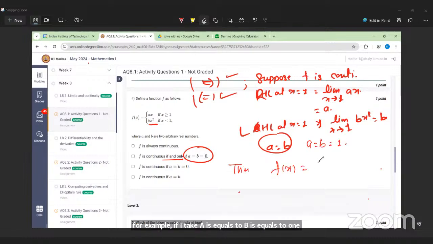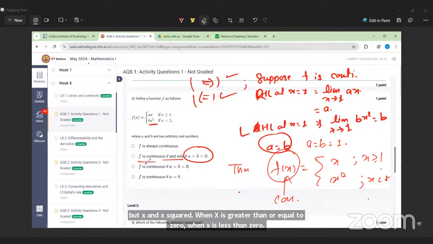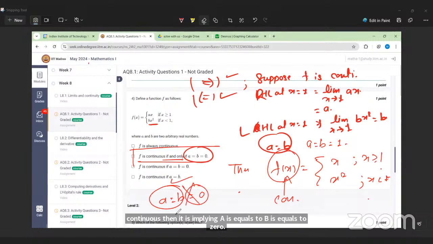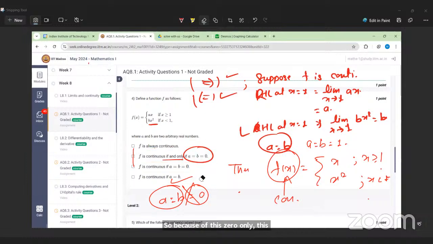So then f of x is nothing but x when x is greater than or equal to 0, and x square when x is less than 0. So this function is also continuous, right? So what does this statement say? It says that if f is continuous, then it implies a equals b equals 0. But a equals b is correct, but equal to 0 is not correct, right? So by continuity, we can only say a equals b. We cannot say a equals b equals 0. So because of this 0, this option is not true. Okay, is that fine? Yes, ma'am.